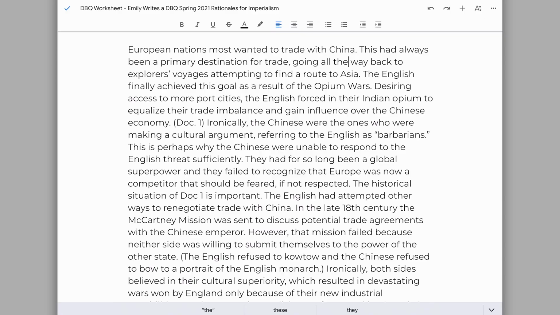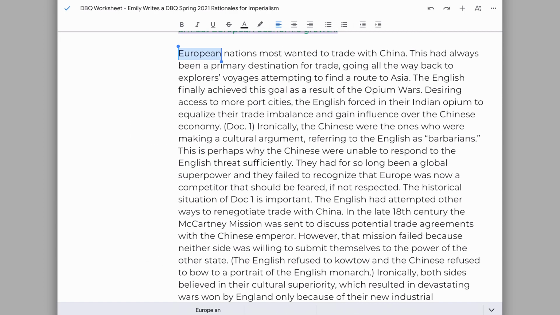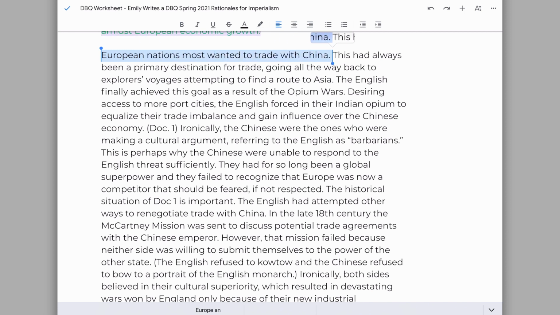European nations most wanted to trade with China. Look at this topic sentence. Great job, Emily. It's like 8 words. She's not writing a work of art. She's writing a draft under duress, under the time constraints of really only having 45 minutes to write. So that's something you want to think about.